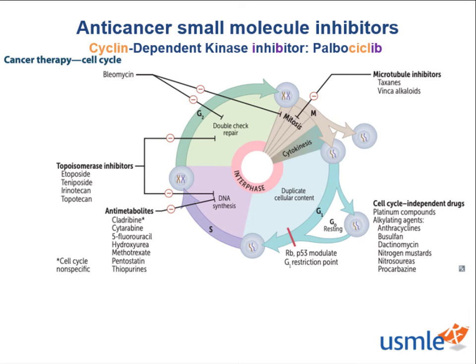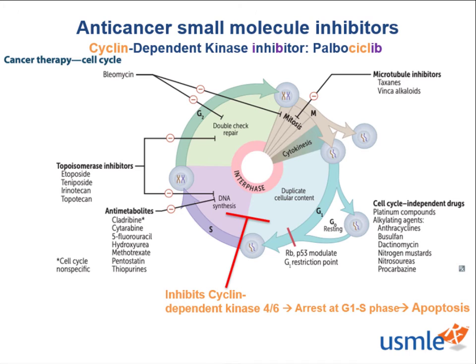Let's move on to discuss Palbociclib. This agent ends in cyclib to remind you that it inhibits cyclin-dependent kinases, specifically cyclin-dependent kinases 4/6. These two cyclin-dependent kinases are important regulators of the G1 to S phase checkpoint. So, that is why Palbociclib arrests cells at the G1 to S phase checkpoint, ultimately leading to cancer cell apoptosis.